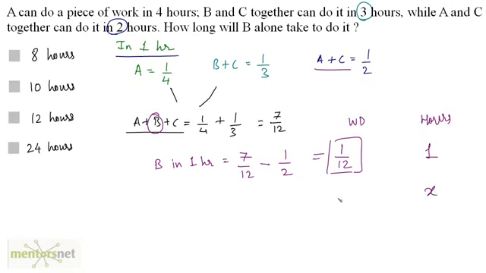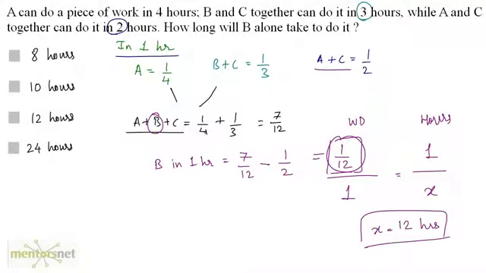So this is the work done by B in 1 hour. So how much time will it take for B to complete the work? Well, you know the proportion. So X is basically the reciprocal of this term, 1 by 12, and that is 12 hours. So B will take 12 hours to do the work alone.